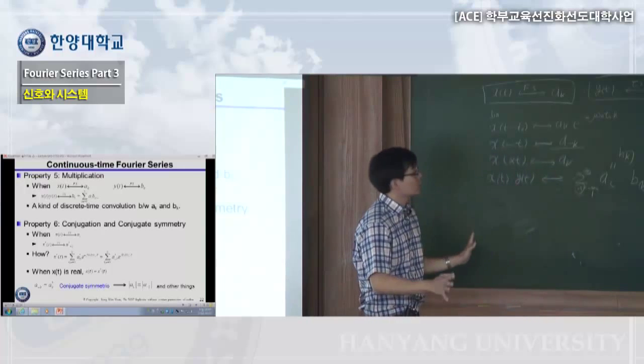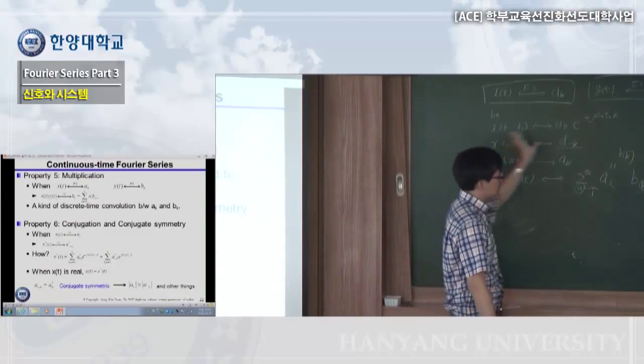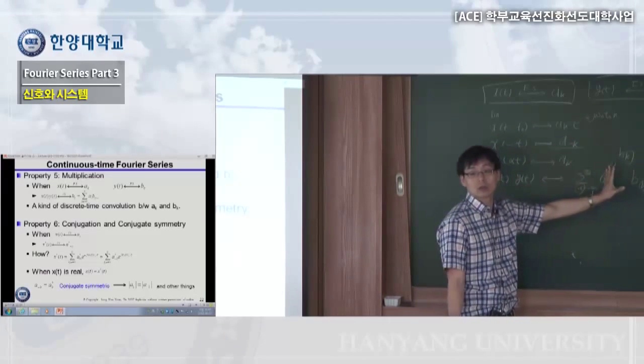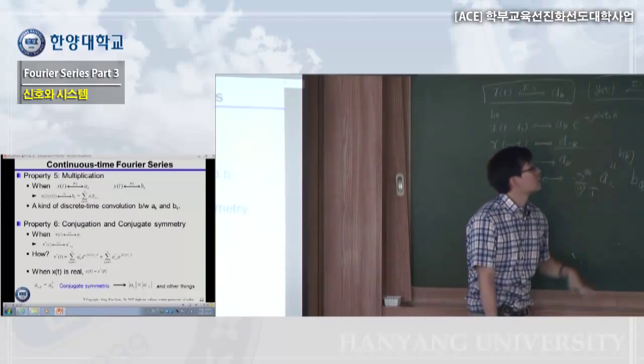So it's similar to the claim that we have multiplication in the time domain. When you do the Fourier series, they change to convolution. Okay, convolution of these two variables.